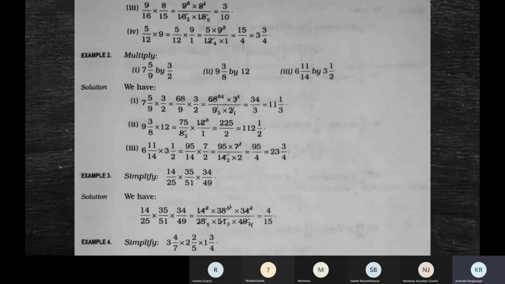Matthew. Ma'am, 12/5. 12/5. Roshni, next one. Okay, somebody tell me the next one. 1 3/4 is what? 7/4, ma'am. 7/4. That is the first step.